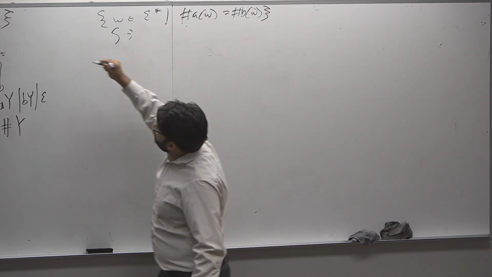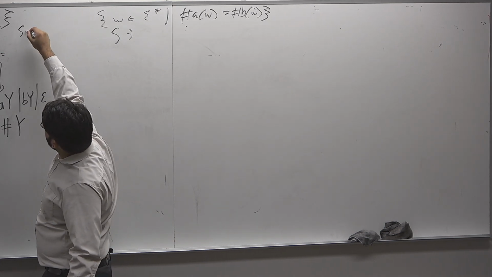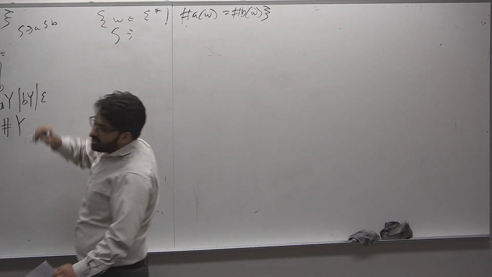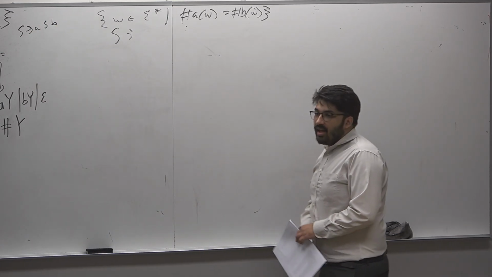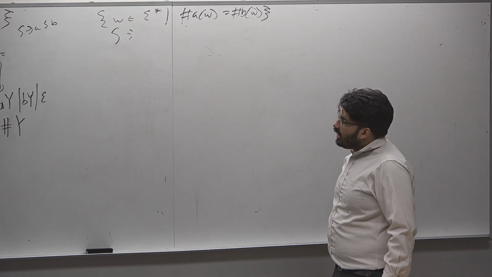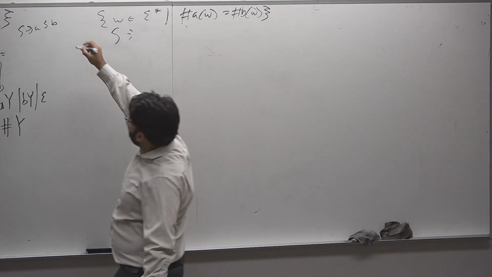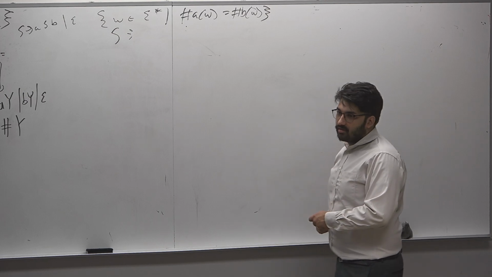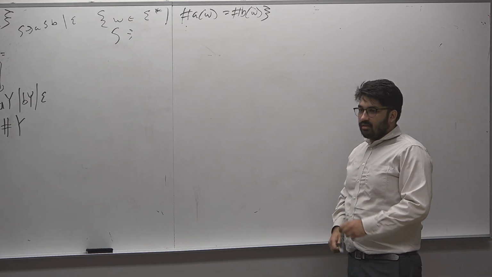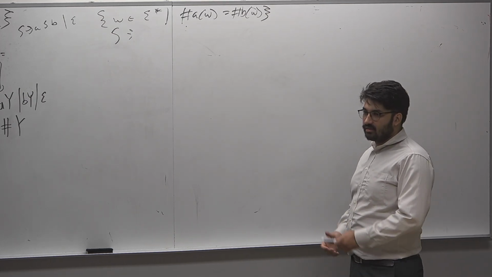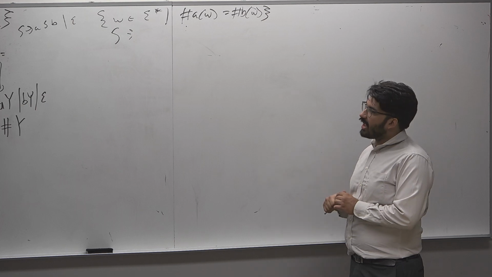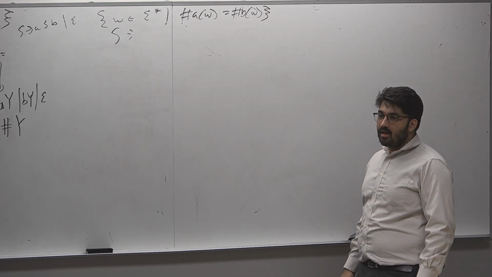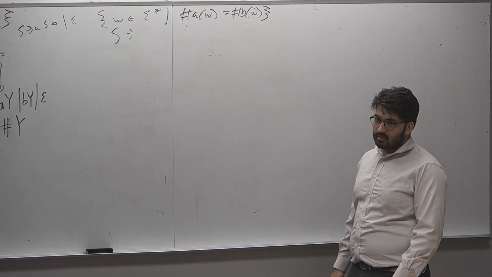Recall the one for a to the n, b to the n. It was like S goes to ASB, right? And that ensured two things. One, A's come before B's, and two, equal number of A's and B's, because every time you added an A, you were forced to add a B. So let's relax the part where we want A's to come before B's, but keep the part where the number of A's equals the number of B's.